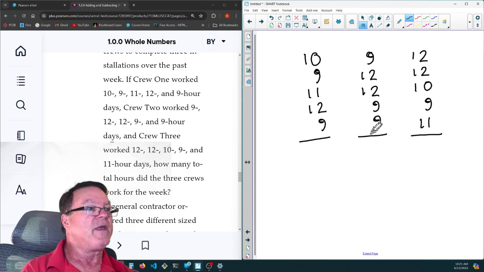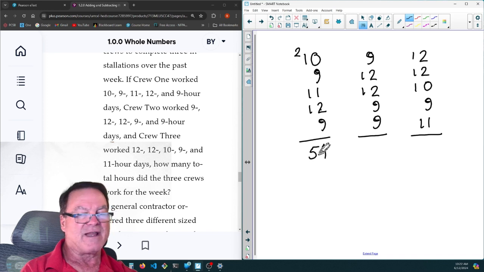So 0 plus 9 is 9, plus 1 is 10, plus 2 is 12, plus 9 is 21. I'm going to write a 1, and I'm going to carry the 2 over to the tens column. Write a 2. 2 plus 1 is 3, plus 1 is 4, plus 1 is 5. So crew number 1 worked 51 hours last week.